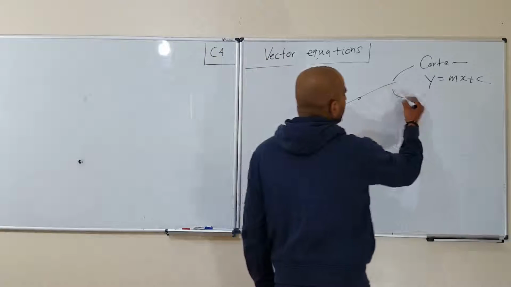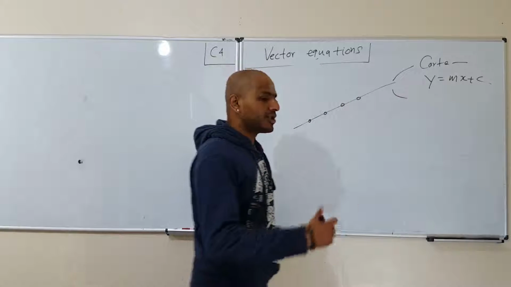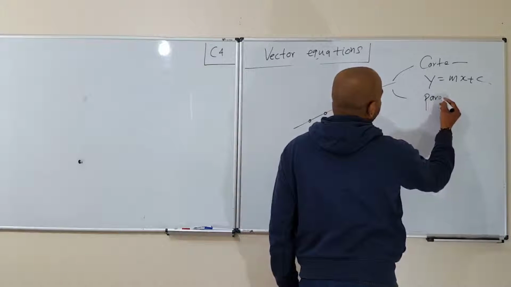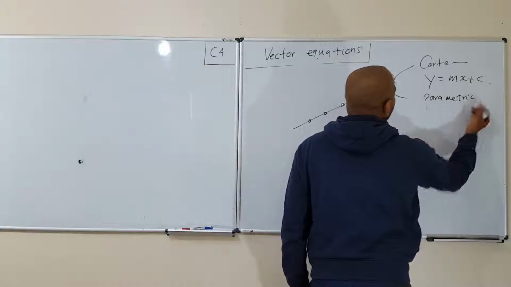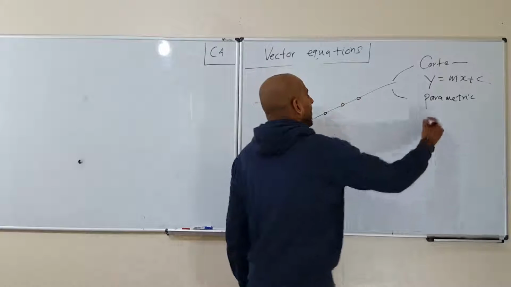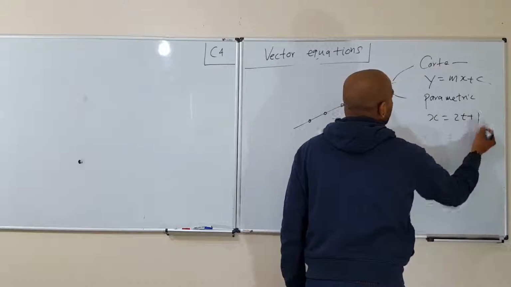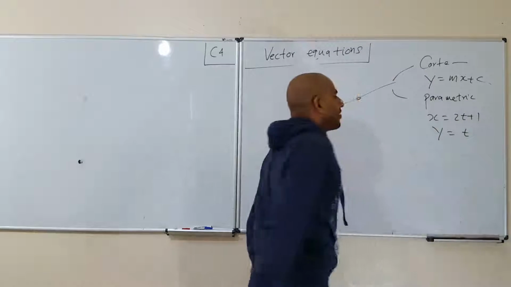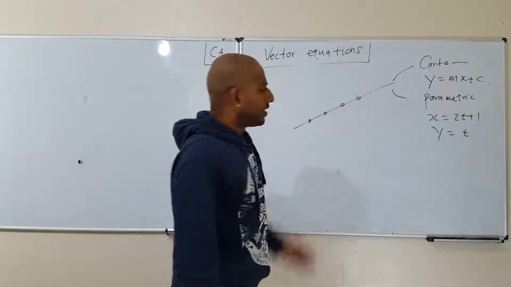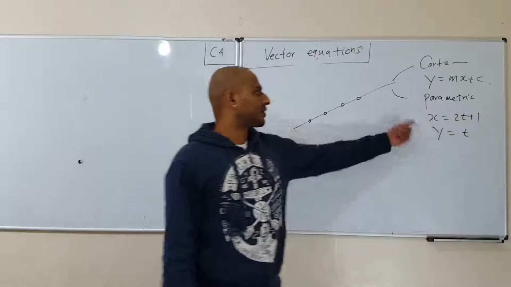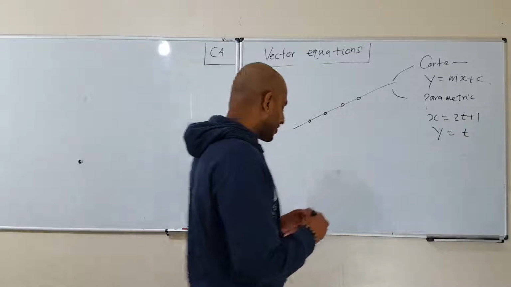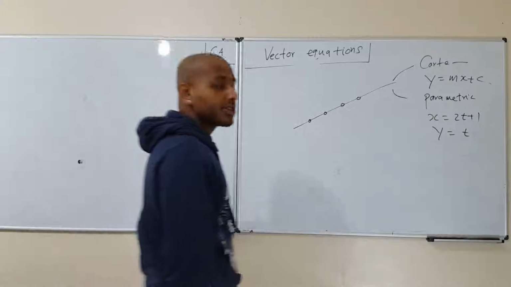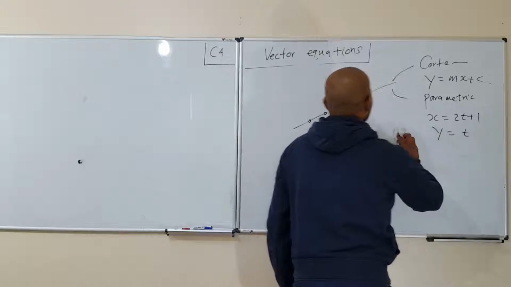In a similar manner, you can also use parametric equations, using t's and all that. For example, parametric equations can be written like x equals 2t plus 1, y equals t. That's a parametric way of explaining a straight line. For different values of t, we get different values of x and y. In a similar fashion, we can also use vectors to describe straight lines.